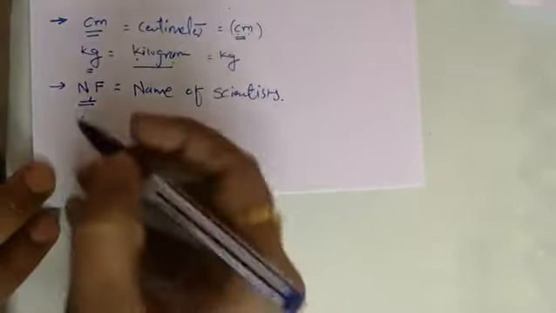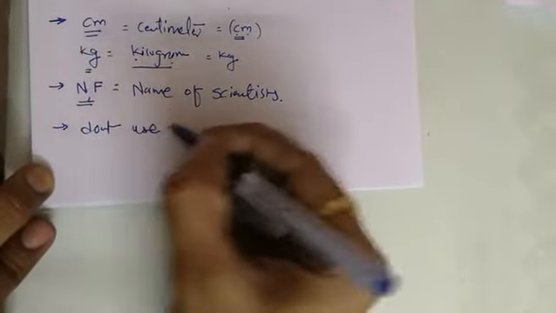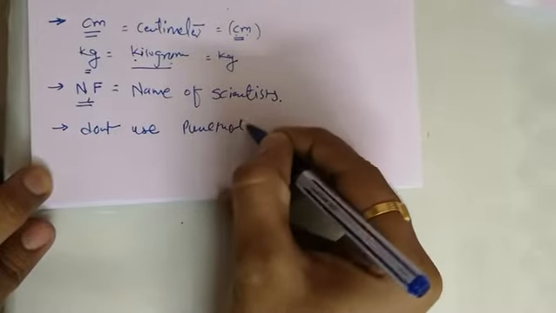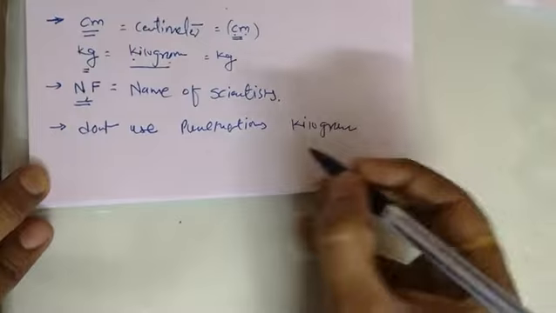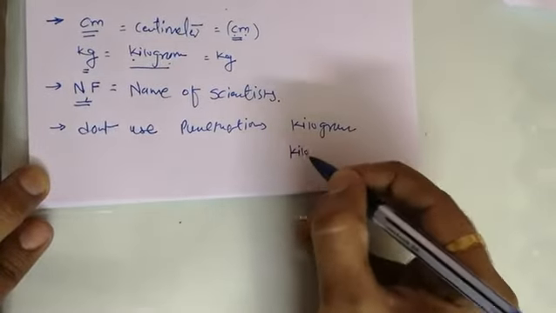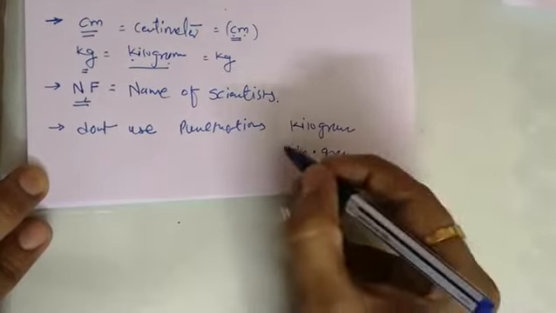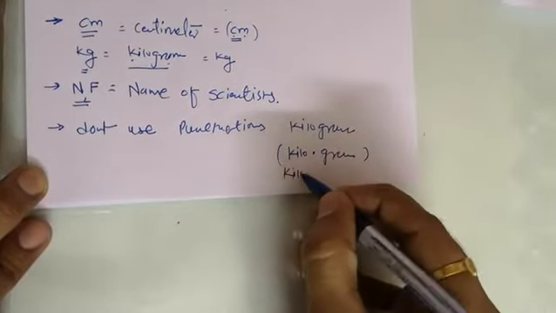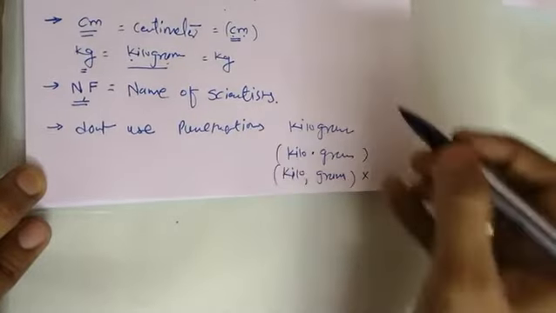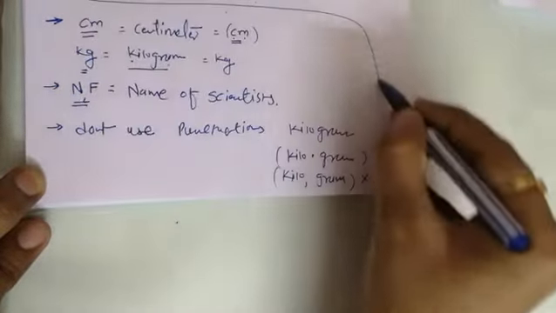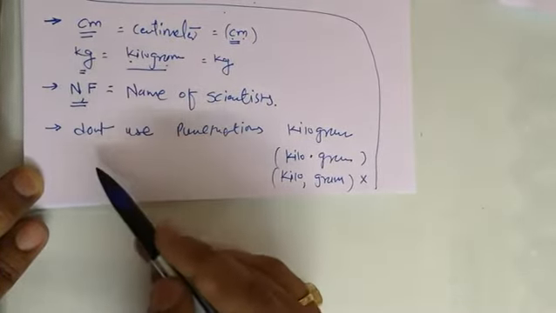Last but not least, keep in mind you cannot use any punctuation. Let's say you are writing kilogram, you cannot write kilo dot gram. Yes, mathematically a dot is okay, but putting kilo comma gram is not accepted. Such things you have to keep in mind. These are the precautions whenever you are mentioning any type of units.